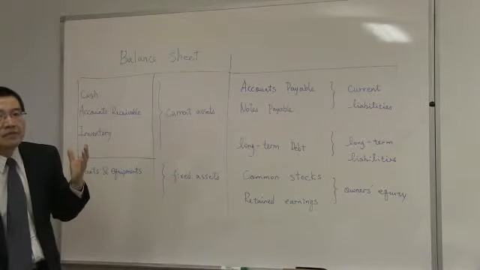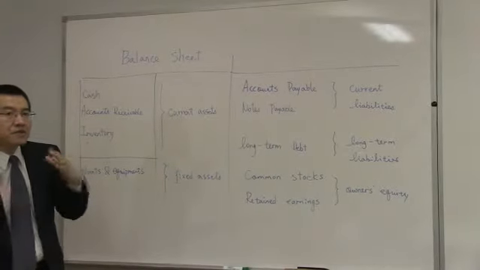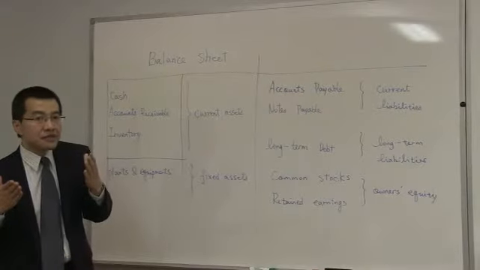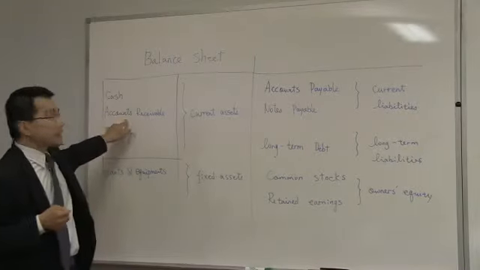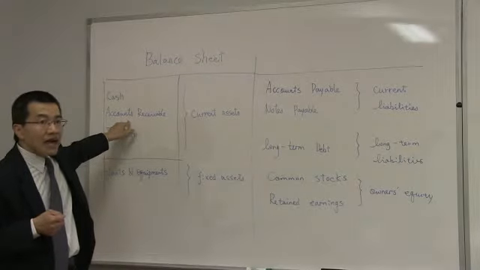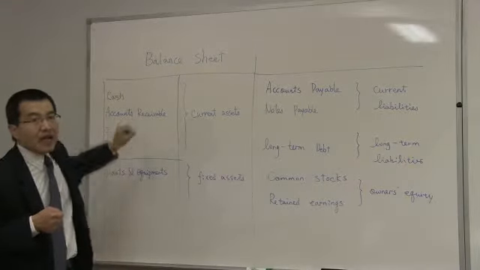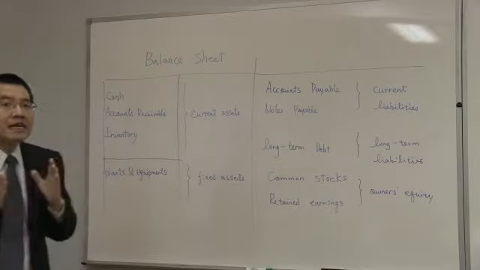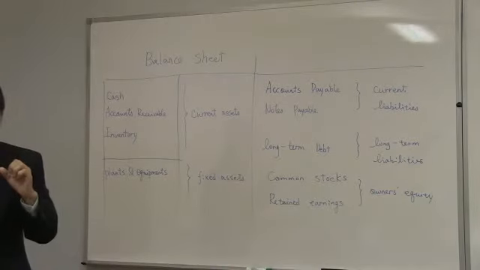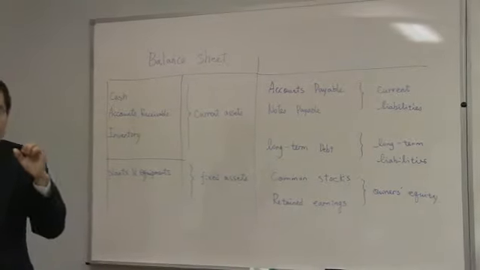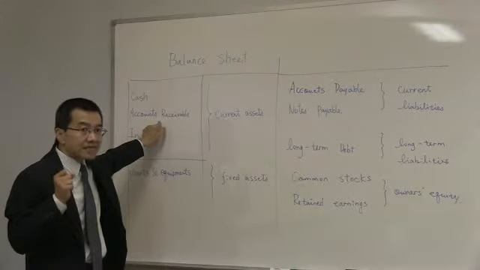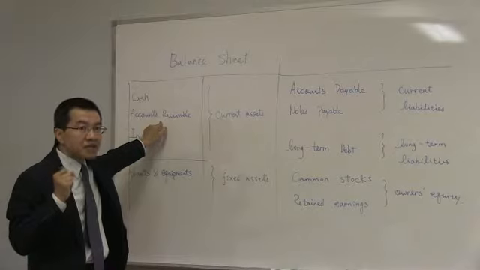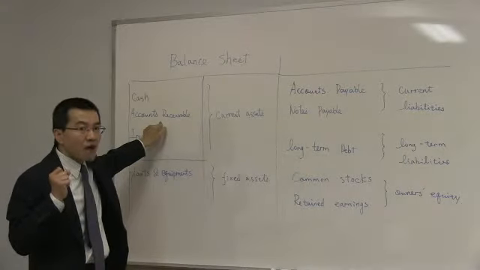The first item in the current assets is cash or cash equivalents. We know cash is the most liquid asset. If you want to buy things, you can just use the cash to buy anything you want. The second item is accounts receivable. Accounts receivable means the company has sold the products, but hasn't collected the money yet. So it's the company's asset, but the money will be coming into the company in a while.